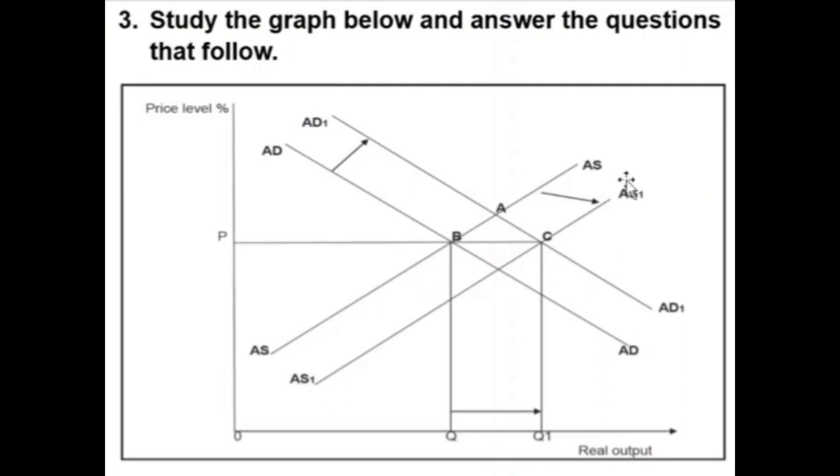So they supply more. Supply jumps to the right. We are now producing more at the same price level. And that is what we want. We can't just focus on demand without focusing on supply, because if we just focus on demand, it will lead to inflation. Let's see what they want.